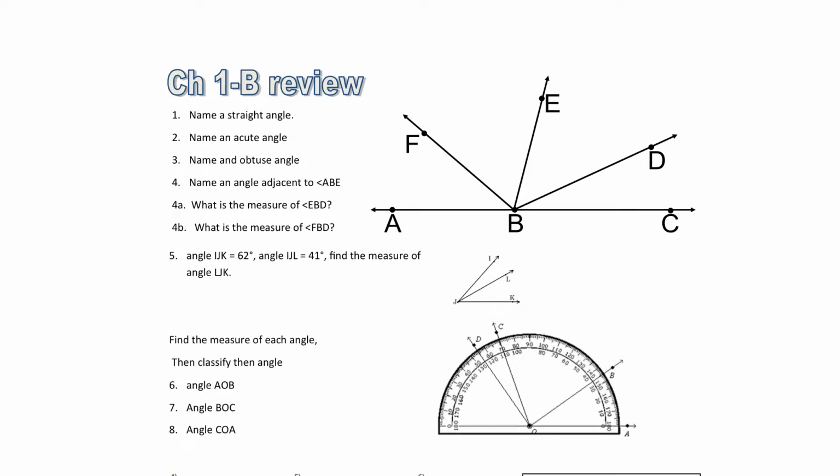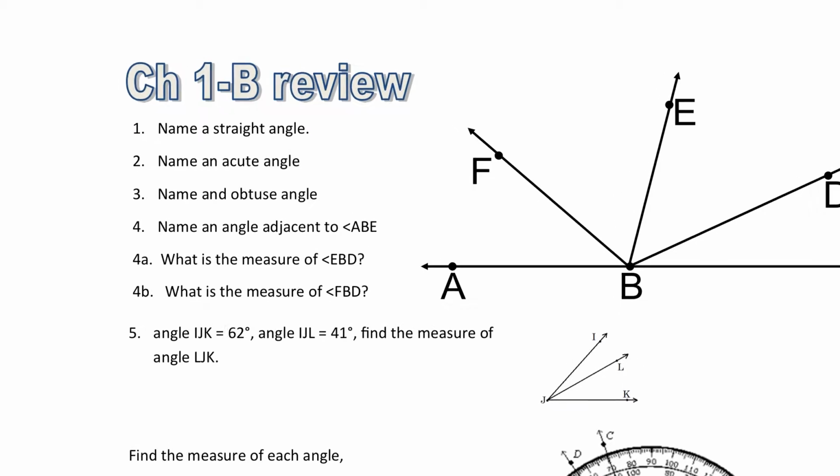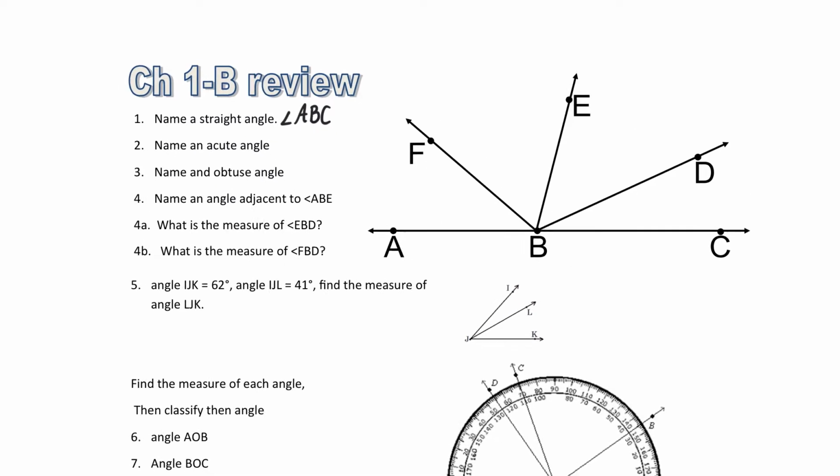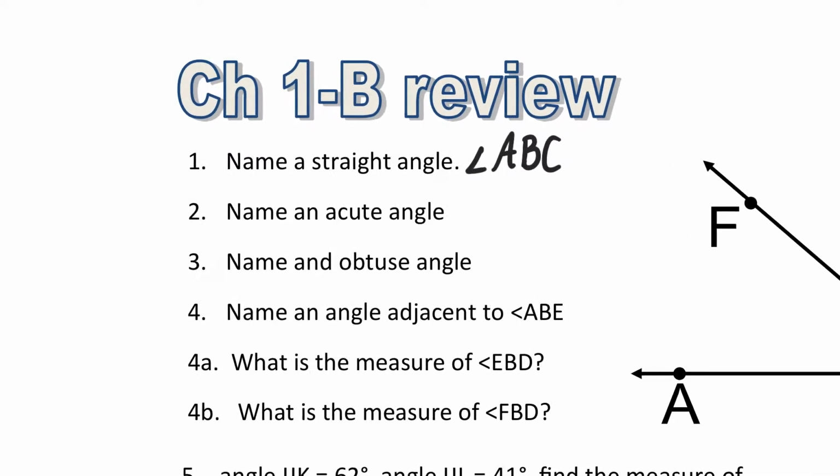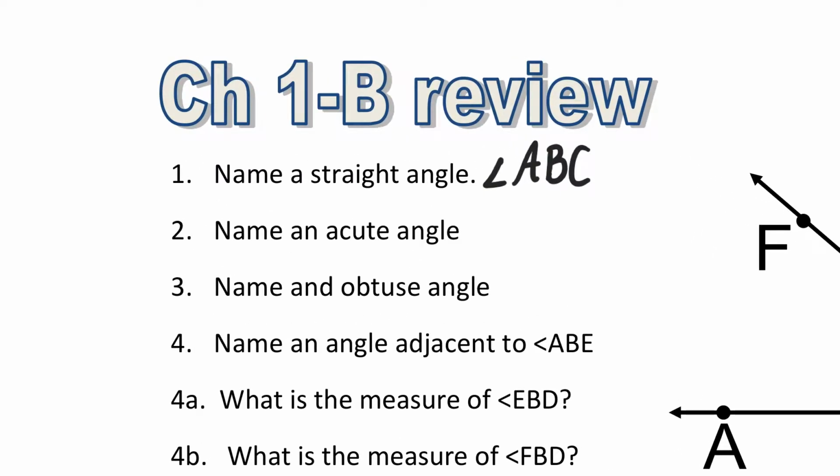All right, so go over this pretty quickly here. So number one says name a straight angle. What is it? Angle ABC, or how else can we name that same angle? CBA. Are there any other straight angles up there? No. Okay, what does straight angle mean? How many degrees is it? It's a 180 degree angle.